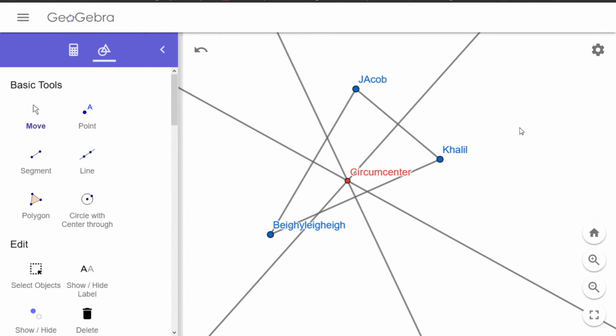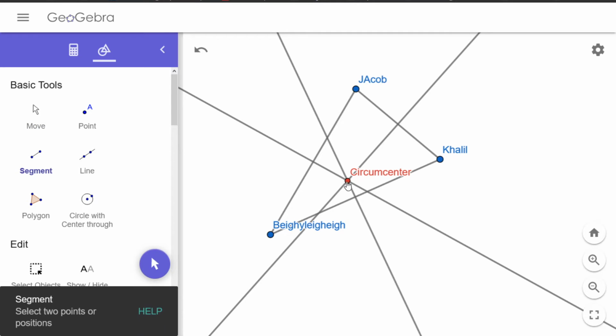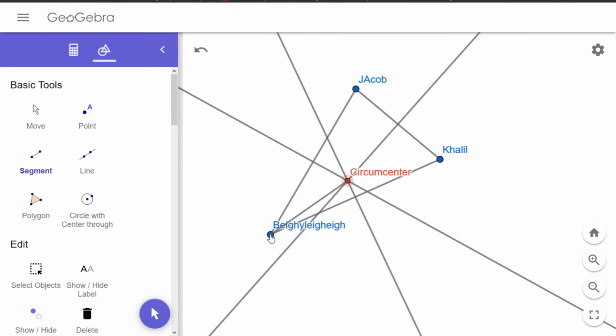What's special about the circumcenter? It creates radii to vertices. So it's this right here, from circumcenter to Bailey-Leahy, will be the same as circumcenter to Jacob, the same as the circumcenter to Khalil. These three segments are all the same length.